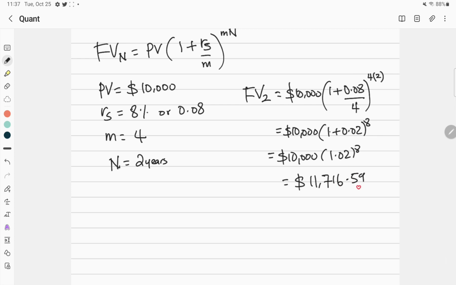And when you calculate, this will be about 11,716 and 59 cents. So if you invest $10,000 into a certificate of deposit account at a bank, which has a maturity period of 2 years and a stated annual interest rate of 8%, that is compounded quarterly, where there's a reinvestment of the interest at the same interest rate, after 2 years your CD, in which you invested $10,000, will be worth 11,716 and 59 cents at maturity, which is after 2 years. I hope this was helpful.